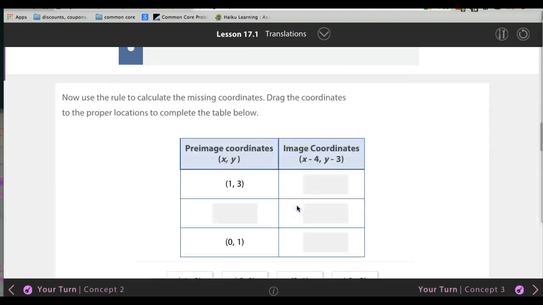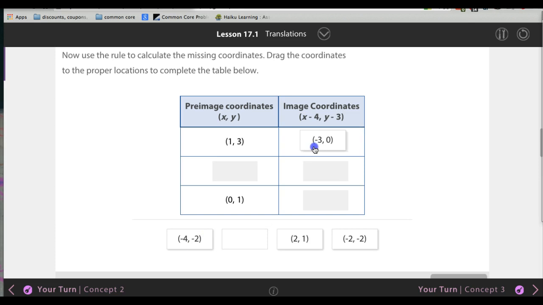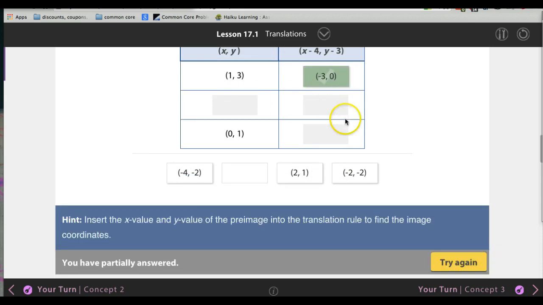So you can go ahead and work on this one. It's exactly the same. X minus 4 means from 1, I gotta subtract 4. And so that will give me a negative 3. So there you go. I have to just put this rectangle up there. And then y is 3. So 3 minus 3 is 0. So I got that right. If I click on check, it would say this one's correct, but all the others are not done yet. So it would tell you to do more.